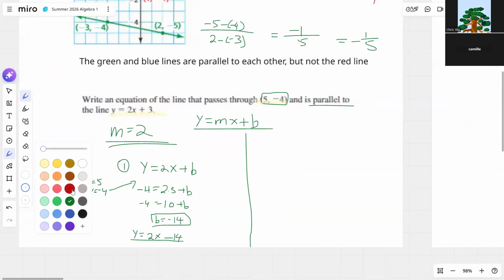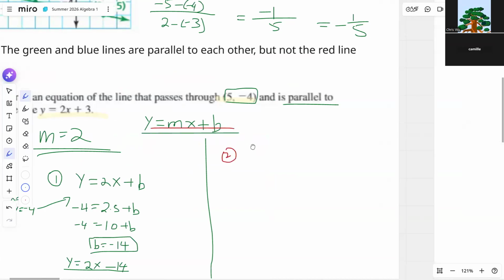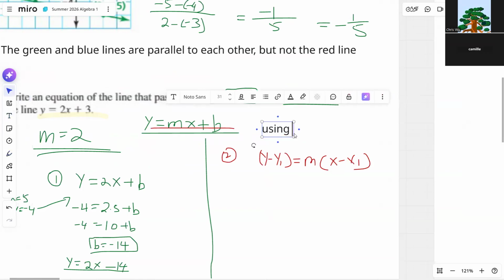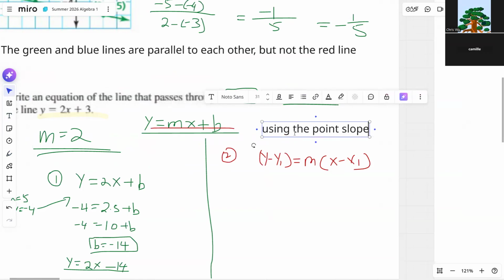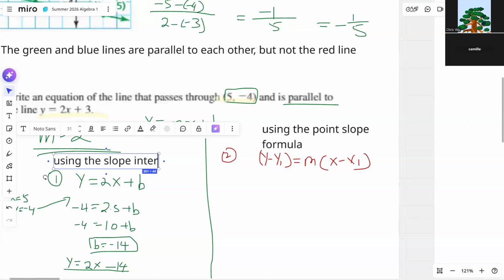Method 2 is what we kind of did last time. We have another format of this. Instead of mx plus b, we can say y minus y1 equals m times x minus x1, right? This is using the point-slope formula, while the one on the left-hand side is using the slope-intercept form.